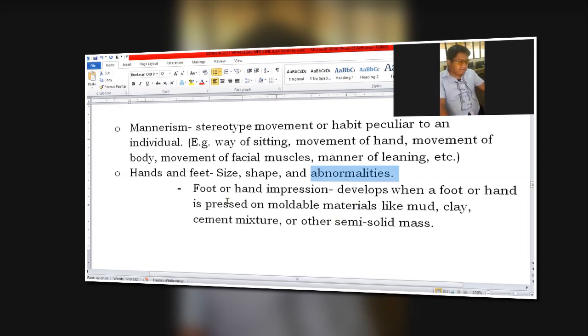Okay? So, yan. Alright? So, foot or hand impression develops when a foot or hand is pressed on moldable materials like mud, clay, cement mixture, or other semi-solid mass. Yan. Kaya na nagkakaroon ng molding. Okay? Yan.